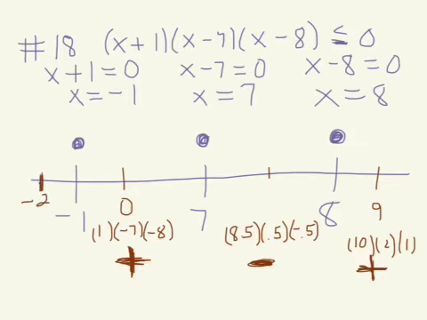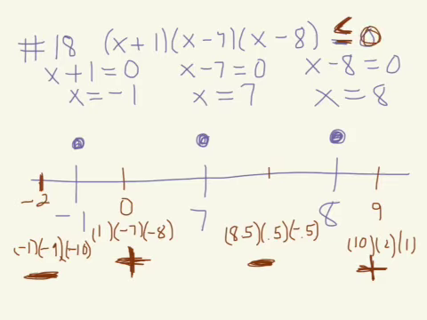So -2 plus 1 will give us -1. -2 minus 7 gives us -9. And -2 minus 8 gives us -10. So our odd amount of negatives is negative. So from our original problem, we want to know where is our graph less than or equal to 0? Where do we have negative values?